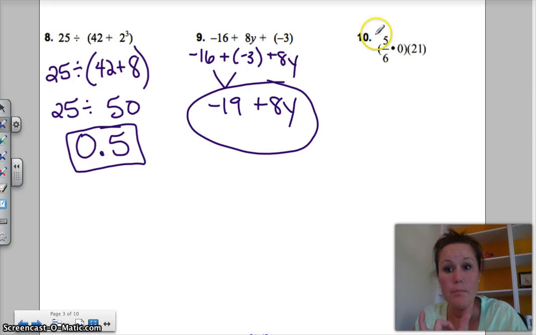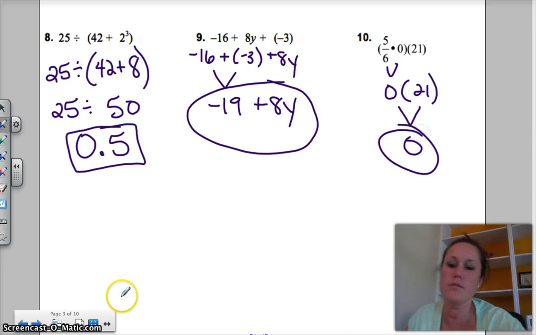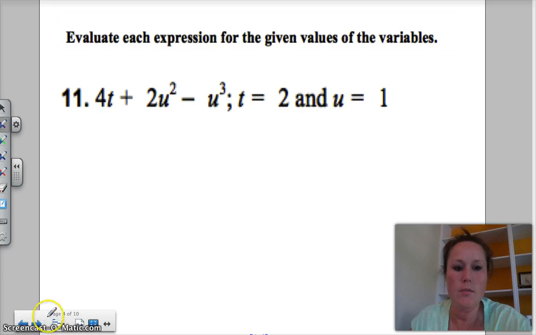Well, inside my parentheses here, I have something happening, so I'm going to do that first. 5, 6 times 0. Anything times 0 is nothing. 0 times 21. 0 times 21. 0 times anything is nothing. So my final answer here is big fat goose egg. Zippo. All right, let's keep moving.